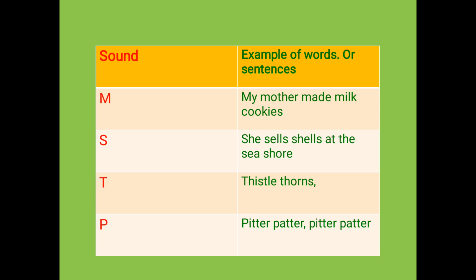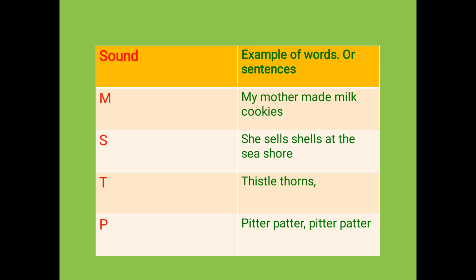Example of words or sentences: my mother made milk cookies. So here in the first sentence, my dear students, you can see the letter M. The sound of letter M is repeated in this particular sentence. S in column 2: She sells shells at the seashore. The sound S is being repeated. T, Thistlethorn. So the sound of T is repeated. P, Peter Patter, Peter Patter.